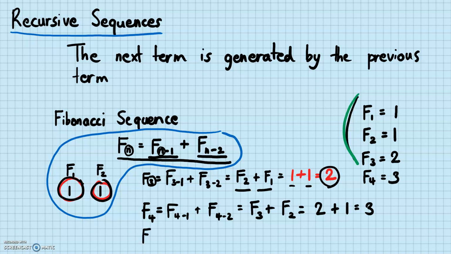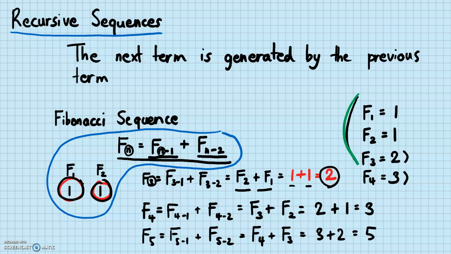How about our fifth term? Fifth term is going to be f sub 5 minus 1 plus f sub 5 minus 2, which is going to equal f sub 4 plus f sub 3. And we can see that our f sub 4 here is 3, f sub 3 is 2. So we add those two, we get f sub 5 is 5.